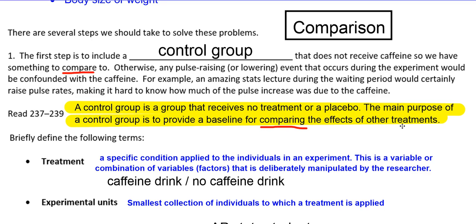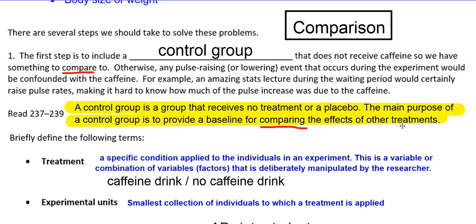So the way to combat that is to include what's called a control group. The purpose of a control group is to give a group to compare the treatment to. So the control group receives either no treatment or what's called a placebo treatment. It's a fake treatment, and they are compared then with the group that does receive caffeine.